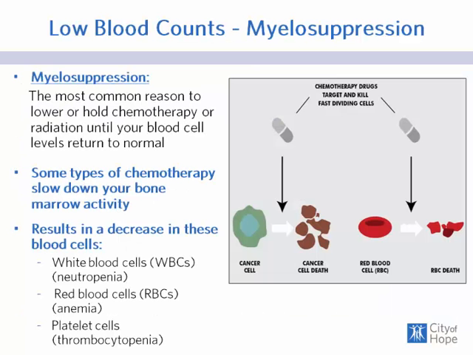Low blood counts, myelosuppression. Your blood cells are some of the good cells that chemotherapy is destroying, while it is also destroying your cancer cells. When this happens, blood counts start to become low, which is a condition known as myelosuppression. If your chemotherapy treatment has the potential to affect your blood cell counts, you will have a lab draw before each treatment to ensure we can safely continue your treatment.